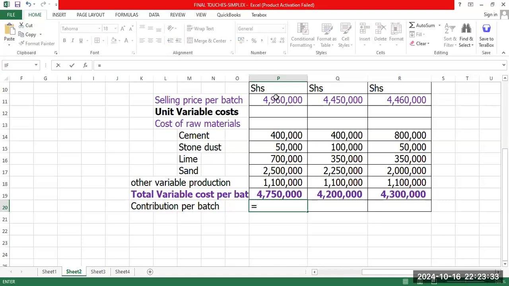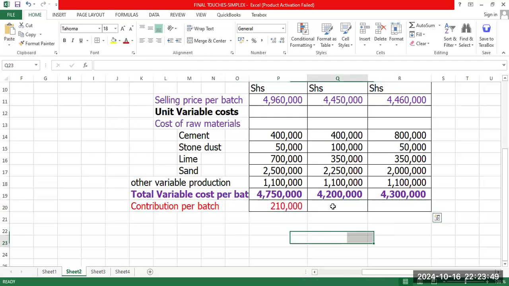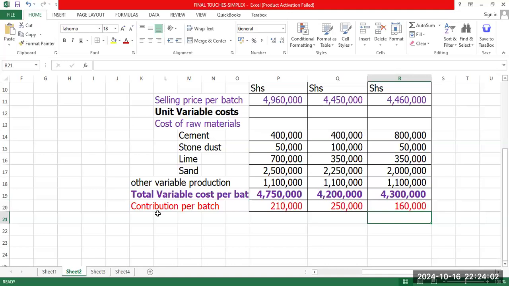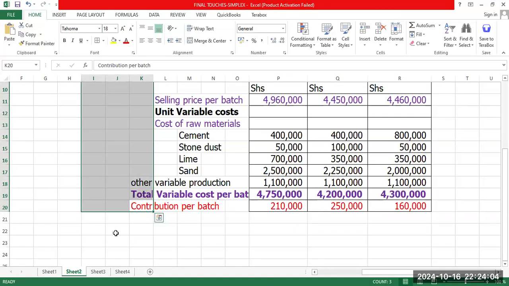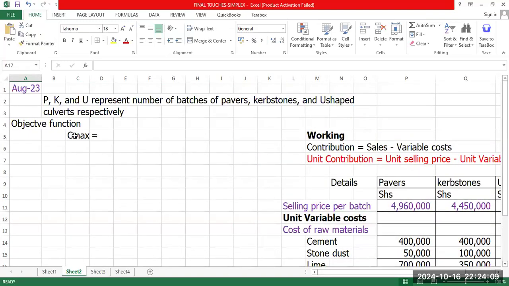How do you get contribution per batch? You get your selling price per batch minus your variable cost per batch. You do the same here. Selling price per batch minus variable cost per batch. Even here. That's our contribution per batch, and that's what we need here.